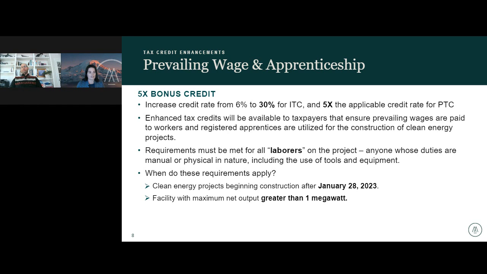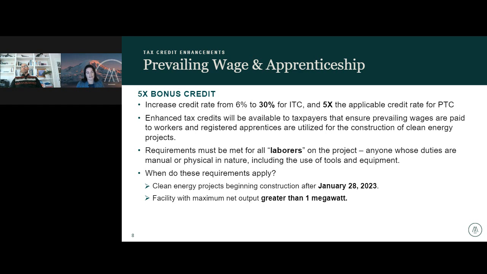For the other enhancements, if you fail to meet the requirements, that's sort of the end of the story. So, perhaps because of the significant benefit and the broad application, the PWA enhancement does also have what are arguably the most complex requirements, including documentation to receive that enhancement. So we'll be talking a little bit about those requirements, documentation, and administrative hurdles in our presentation today. Getting us started, high level, as Ben mentioned, it's a 5 times multiplier on the ITC or PTC credits.